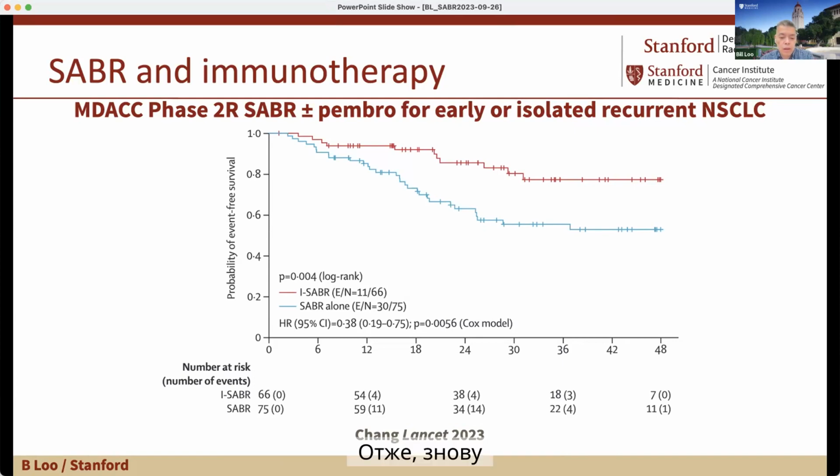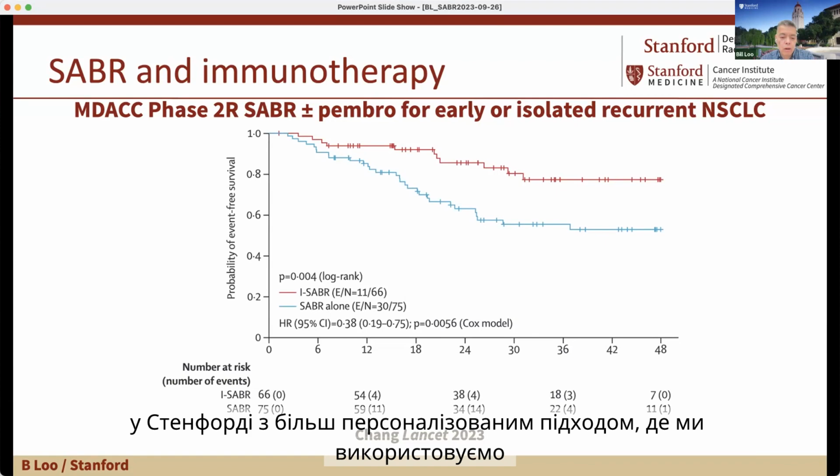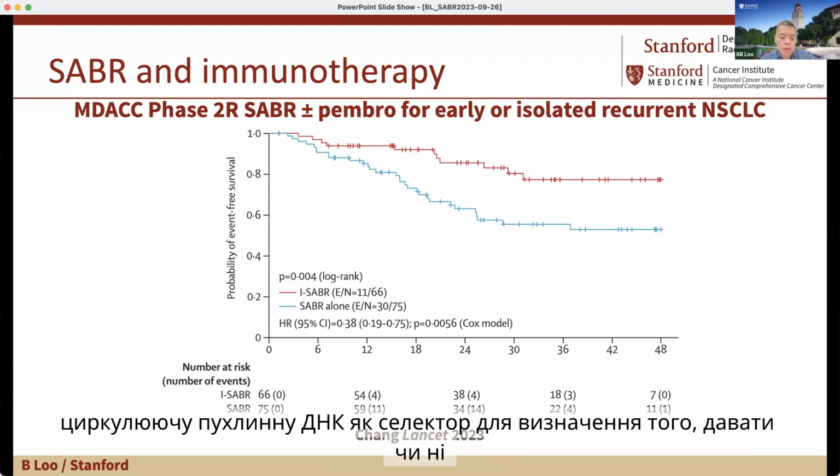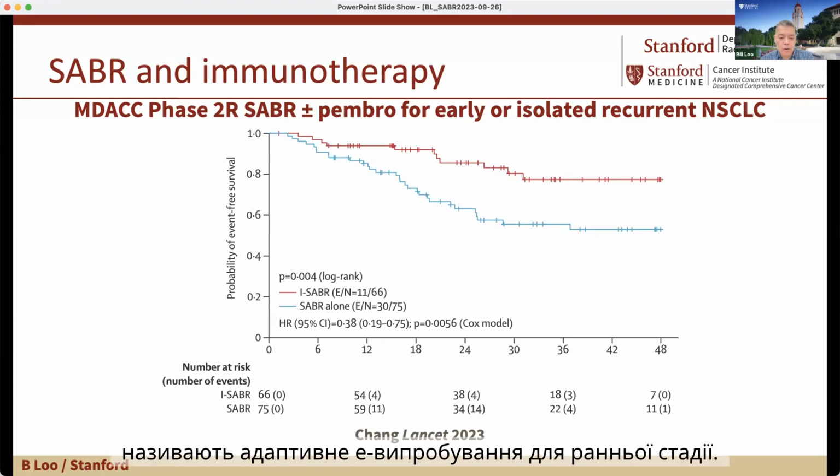So again, a provocative new model, and we're now testing that approach at Stanford with a more personalized approach where we're using circulating tumor DNA as a selector for whether or not to give the adjuvant immunotherapy. That's led by Joel Neal and Max Dean. It's called our ADAPT-E trial for early stage.